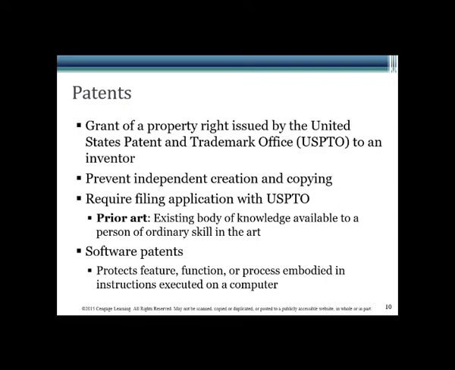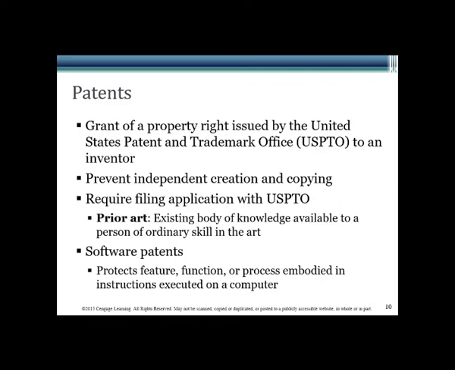To obtain a U.S. patent, an application must be filed within the USPTO according to strict requirements. As part of the application, the USPTO searches the prior art, meaning the existing body of knowledge available to a person of ordinary skill in the art, starting with patents and published material that have already been issued in the same area. The USPTO will not issue a patent for an invention whose professed improvements are already present in the prior art.